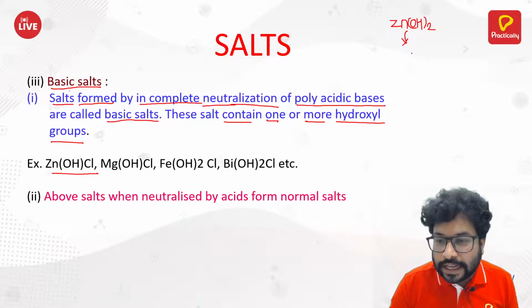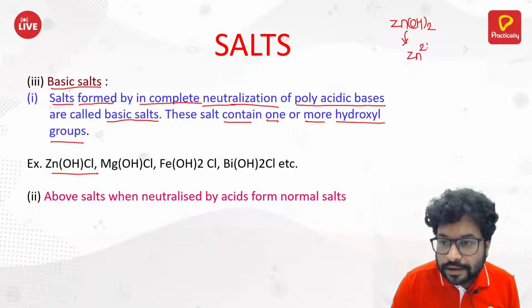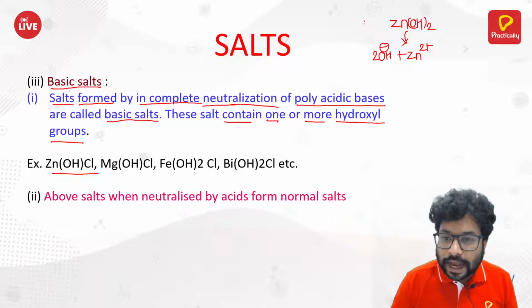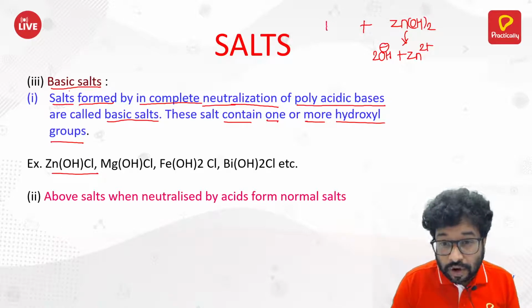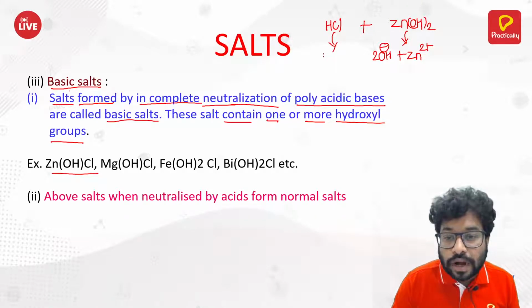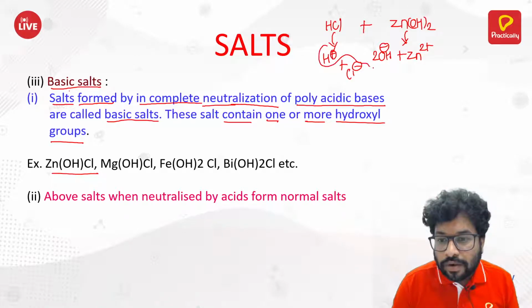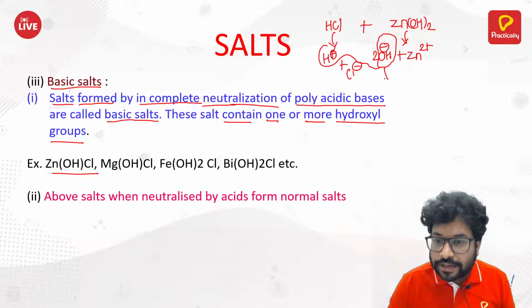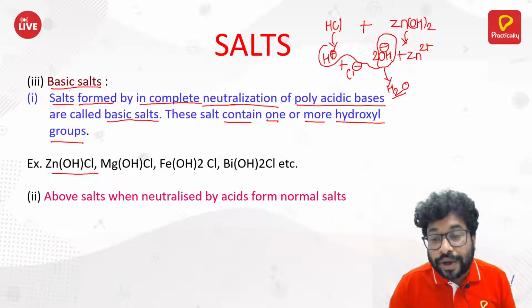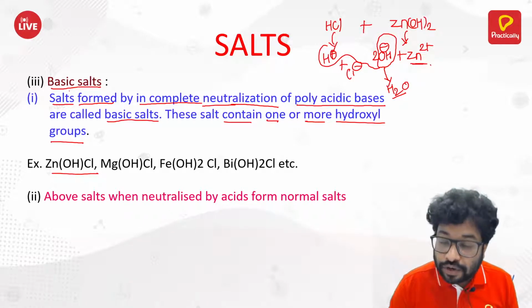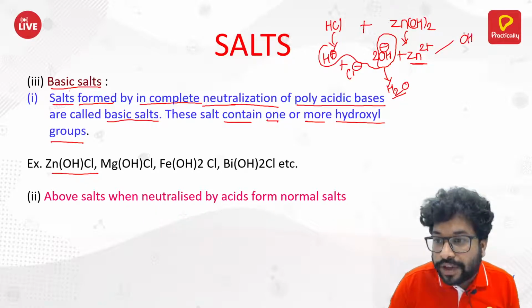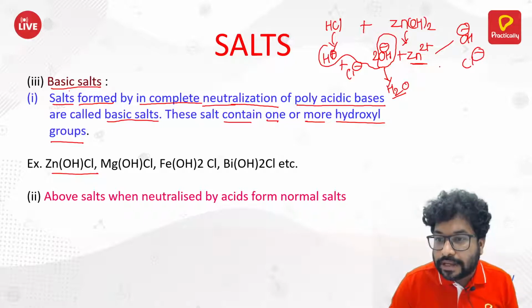Now obviously it gives you Zn2 plus and 2 OH minus. Now it is reacting with a single mole of HCl. A single mole of HCl will give you what? H plus and Cl minus. Now this H plus would react with a single OH minus only to give you water. One more OH is written there, Cl is there and Zn is there. Now the cation Zn2 plus should be combining with 1 OH minus and 1 Cl.